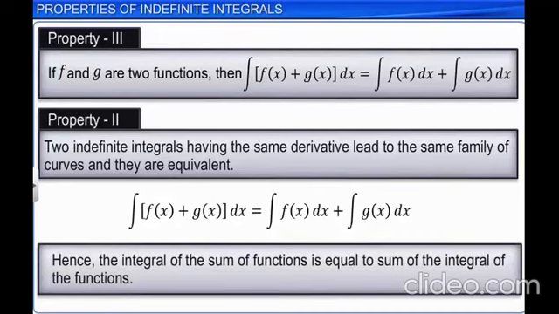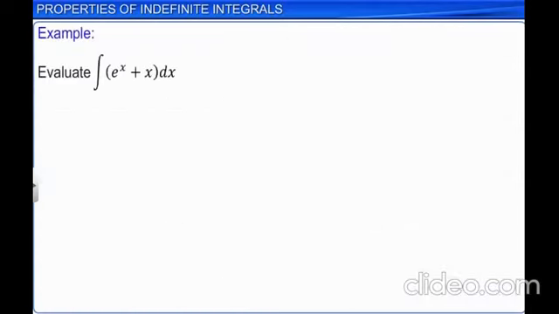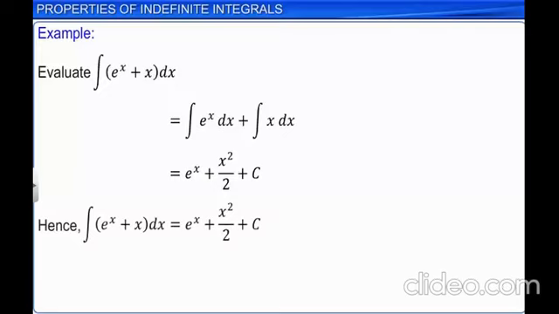Let's evaluate integral of e power x plus x into dx based on this property. By using property 3, this can be written as integral of e power x into dx plus integral of x into dx. On integrating, we get e power x plus x squared by 2 plus c, where c is the constant of integration. Hence, integral of e power x plus x into dx is equal to e raised to the power x plus x squared by 2 plus c.